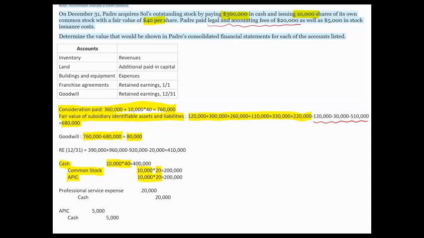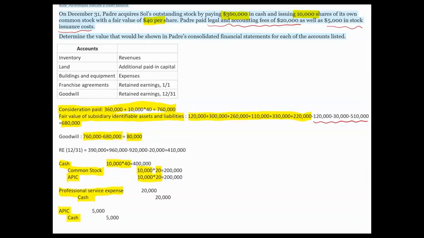So that's additional expense. And the journal entry for this one is to debit professional service expense and credit cash 20,000. And the other cost is this stock issuance cost. For the stock issuance cost, we do not consider this an expense. Instead, we deduct this 5,000 from additional paid-in capital. So the journal entry is to debit additional paid-in capital 5,000 and credit cash 5,000.